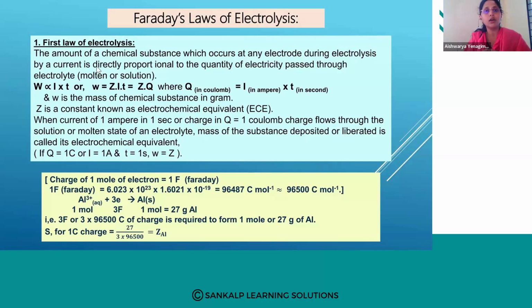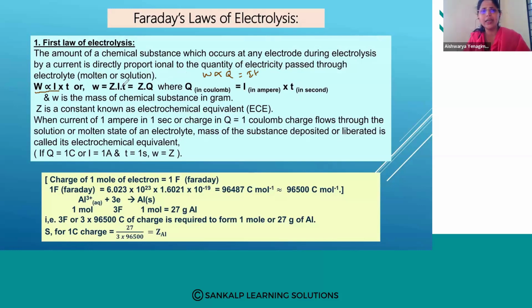So he put forward a law and gave the mathematical expression for that. You can see here W is directly proportional to Q. What does W stand for? W stands for the mass of the chemical substance getting deposited on the cathode, directly proportional to Q. What is Q? Q is nothing but charge. And you know that Q is I into T. So W is directly proportional to I into T.